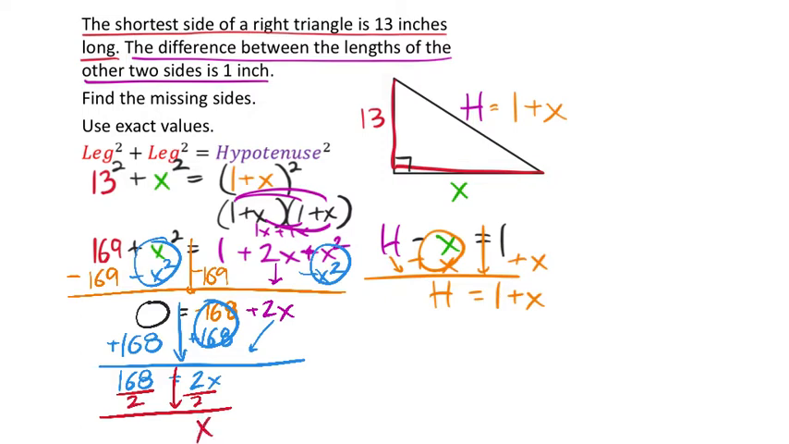And x, we know x, from the diagram, x is representing the leg, right? And then 168 divided by 2 is 84. This was all in inches, so that should be in inches. So that small side length right there, that leg, should be 84 inches.